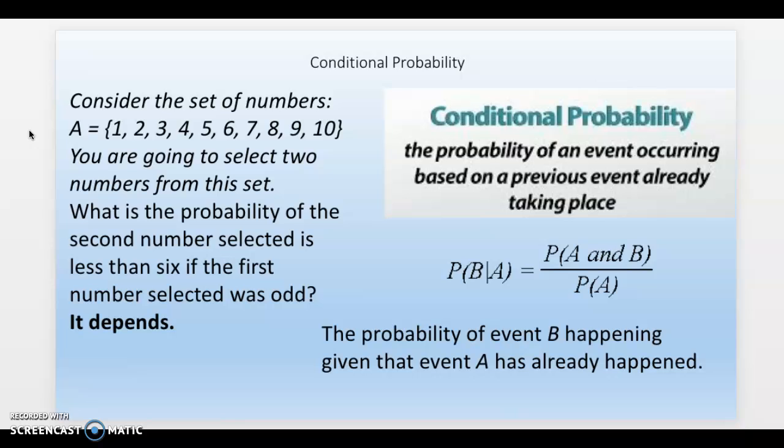All right, it's known as conditional probability. Here's the definition. You're going to need to know that. The probability of an event occurring based on a previous event already taken place. There's a formula that looks like this, and it reads like this: the probability of event B happening, given that event A has already happened. All right, and what it is, the probability that they both happen divided by the probability that A happened by itself. Okay?